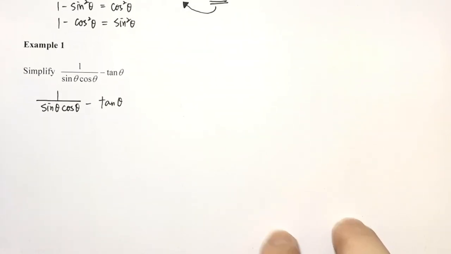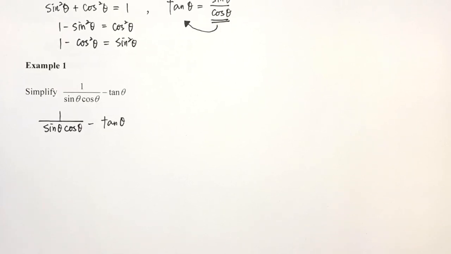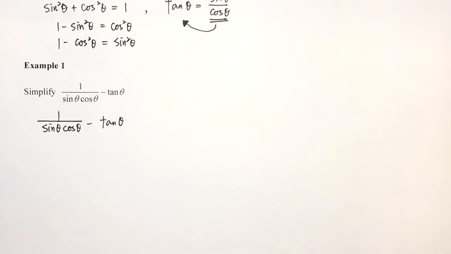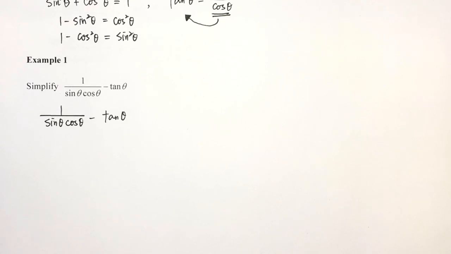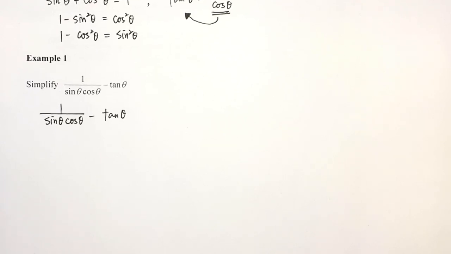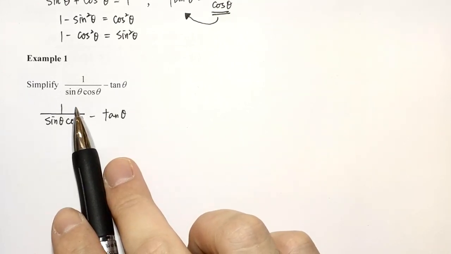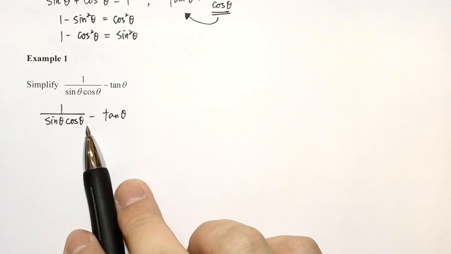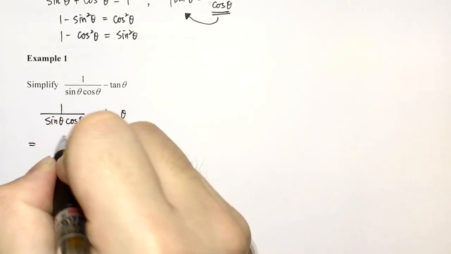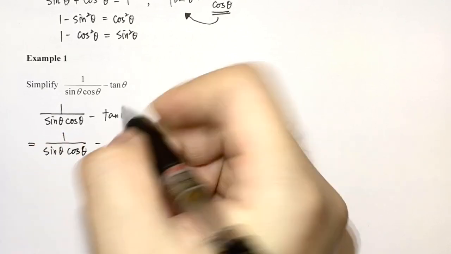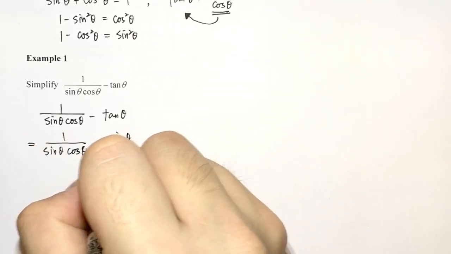The first example, you can do it when you're in Form 2. This example is to show you that when you meet tangent theta together with other trigonometric ratios, most of the time you need to change the tangents to sine over cosine. And also make sure if you meet simplification problems, you need to copy the question. Now, for the first step, you need to change tangent theta to sine over cosine.